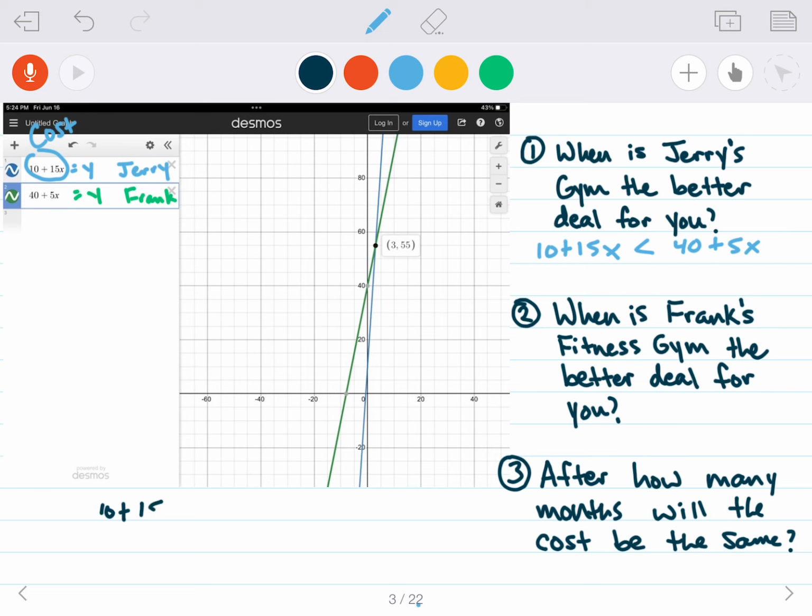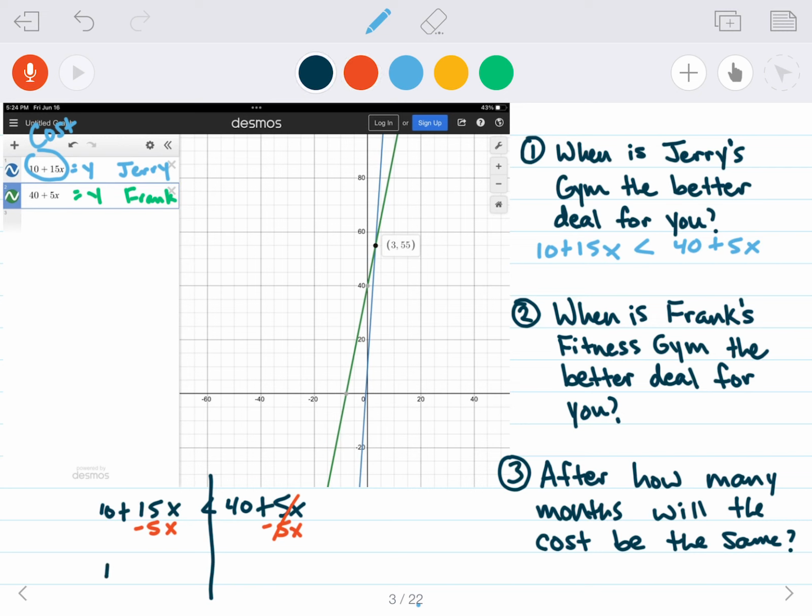So we have 10 plus 15x. When is that less than 40 plus 5x? So when is the cost of Jerry's gym less than the cost of Frank's gym? And what we can do is solve this just like an equation. We can group the x's on one side and group the constants on one side. So the first thing I can do to start off is subtract 5x from both sides of the less than sign.